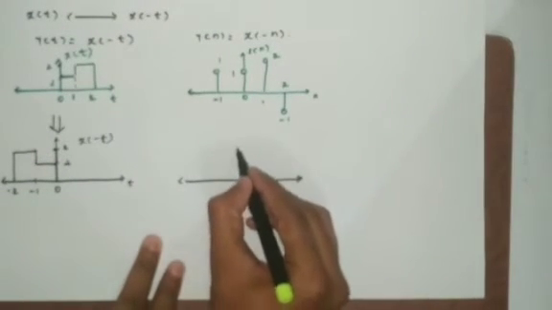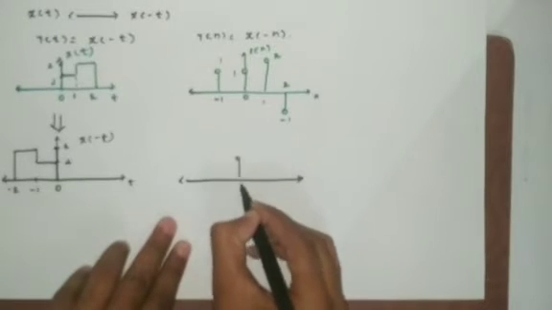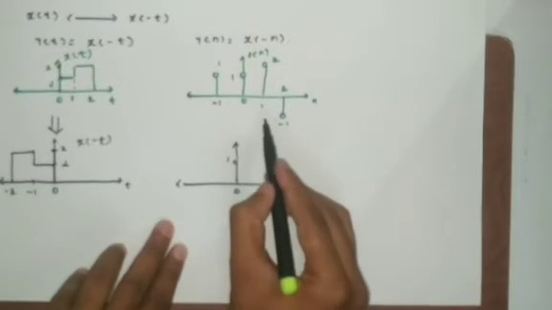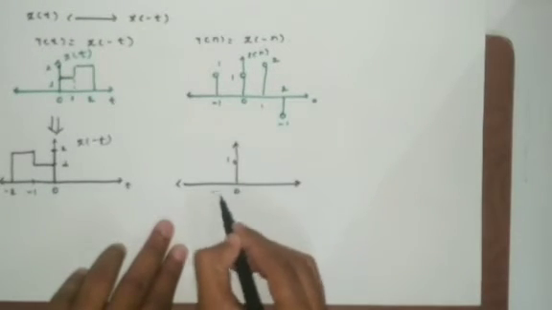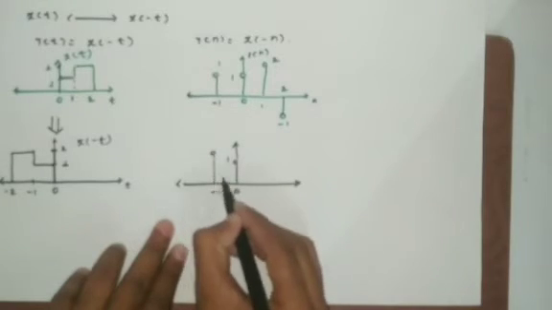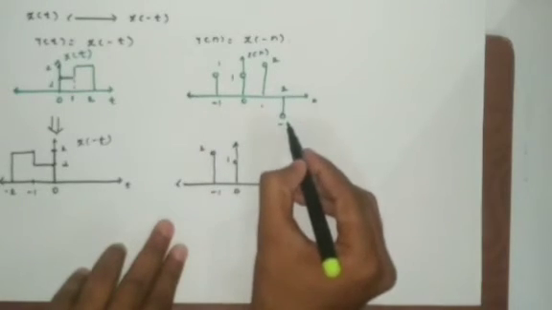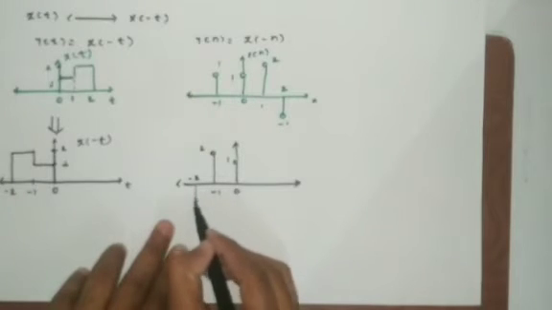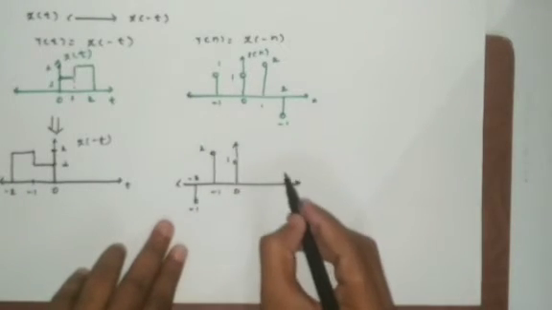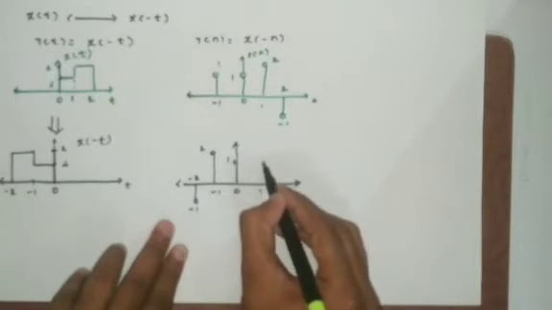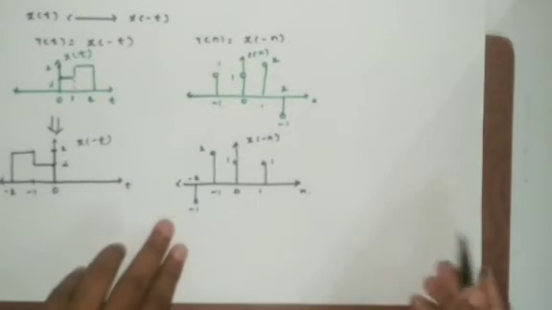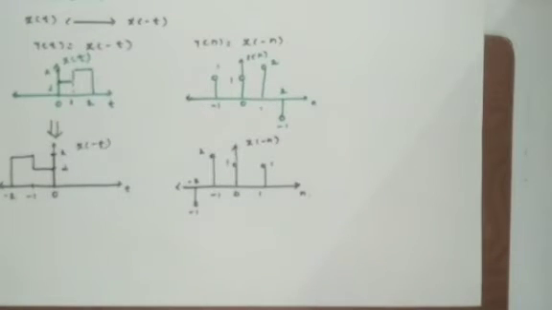I am keeping the reference as it is. Here for 0 the amplitude is 1. Now this plus 1 becomes minus 1, the amplitude for 1 is 2, now it becomes for minus 1, and the amplitude is 2. For 2 it was minus 1, now it represents minus 2, the amplitude will be minus 1, and for minus 1 it was 1, it becomes plus 1. This is our time reversed signal x of minus n.